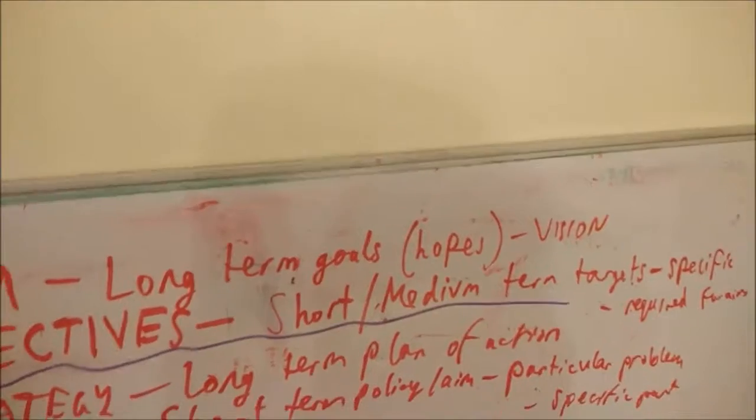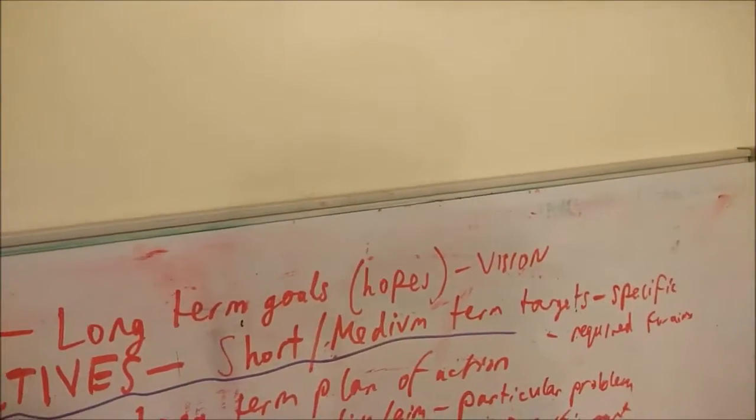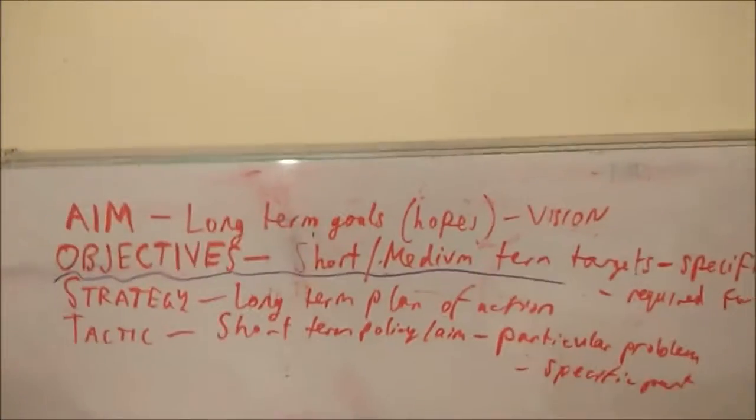Okay, guys, that finalizes the discussion about mission and vision statements. So now we're going to the next topic, which is briefly going to discuss the difference between aims, objectives, strategies, and tactics. So now we're going to get into corporate aims, operational objectives, strategies, and tactics. Sorry if I'm mispronouncing them.